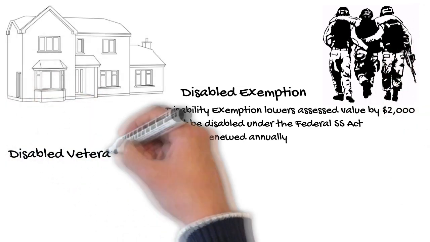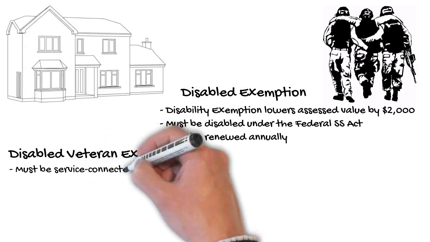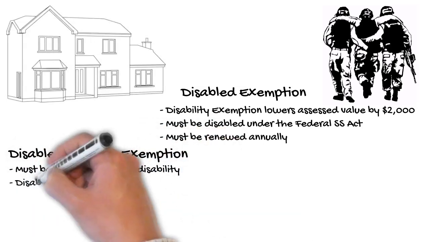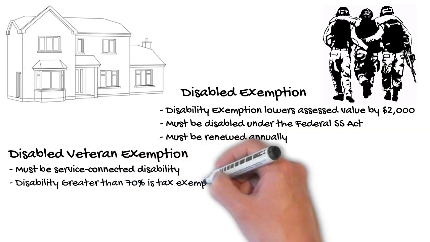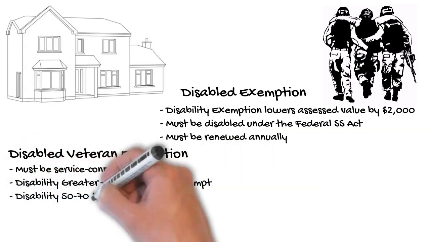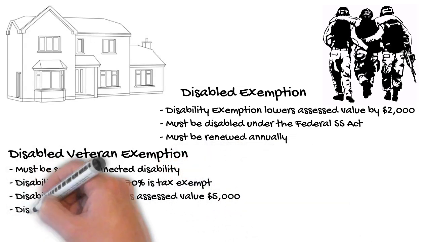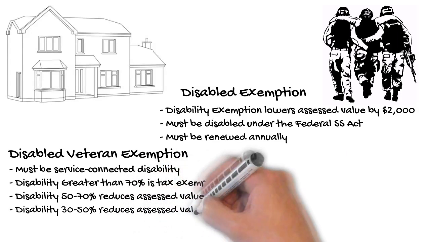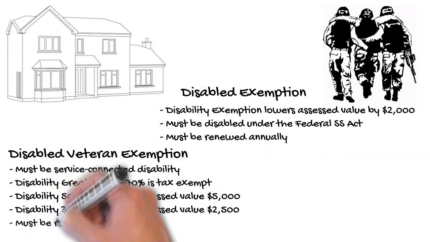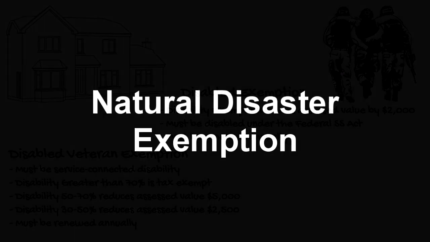The Disabled Veterans Exemption applies to your principal residence on or before January 1st of the tax year. Your disability must be service-connected. For disabilities greater than 70%, you are tax exempt. For disabilities between 50 and 70%, your assessment is lowered by $5,000. For disabilities between 30 and 50%, your assessed value is lowered by $2,500. This exemption must be renewed annually.